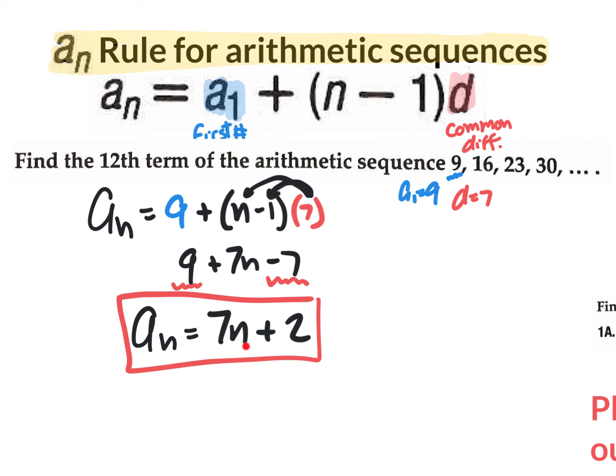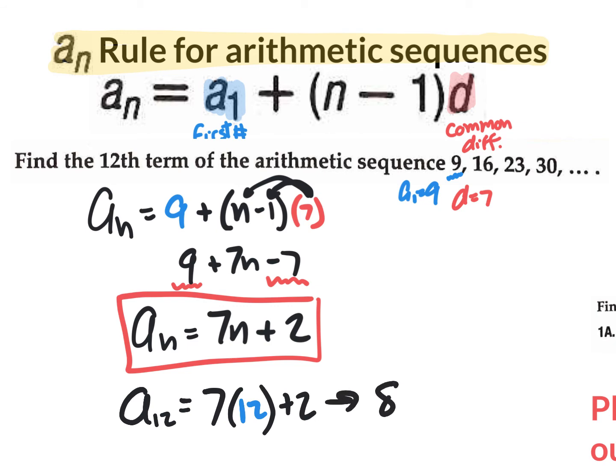So now that we're confident that this is right, we could find the 12th term. Showing our work here, the notation for the 12th term would be a sub 12. The actual math would be 7 times 12 plus 2. 7 times 12 is 84. 84 plus 2 is 86. So the 12th term on this list is 86.